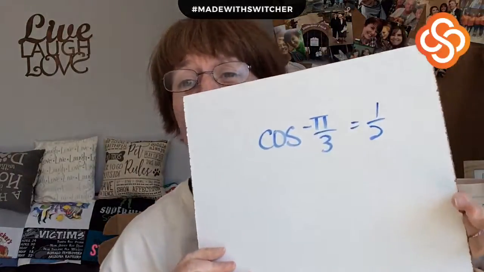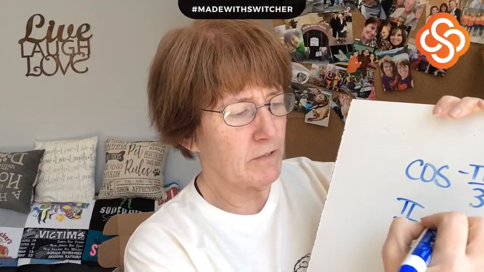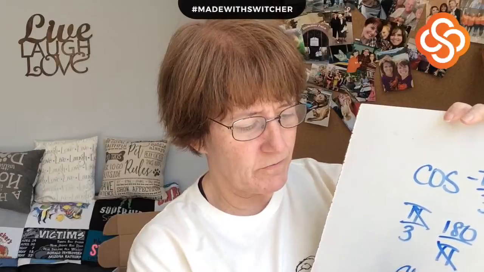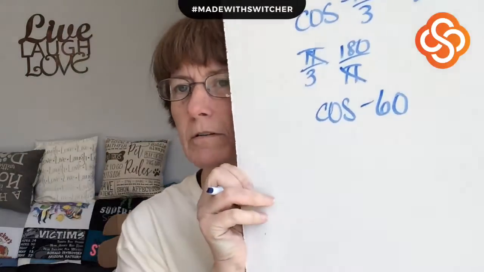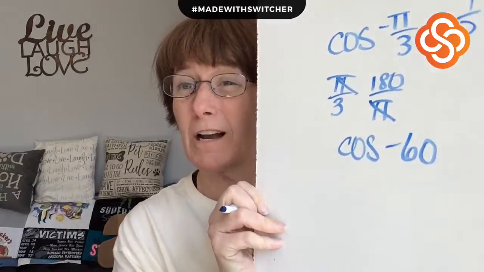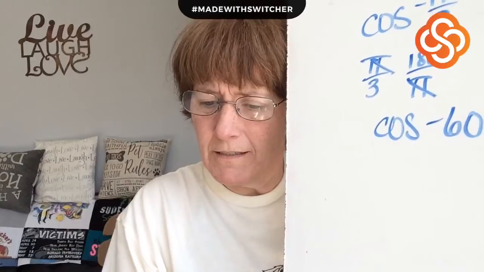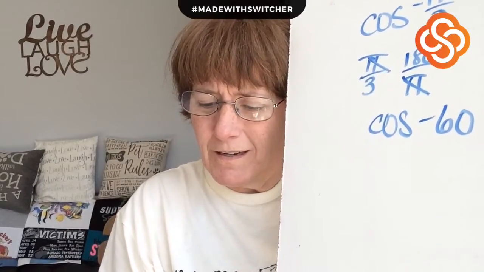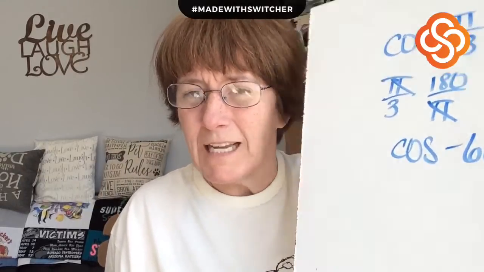1/2. If you're like, no way, I don't like radians, I want degrees, then pi over 3, we would multiply by 180 over pi. So really, this is doing the cosine of a minus 60. If your calculator is in degrees, you would do the cosine of minus 60, and also 1/2.